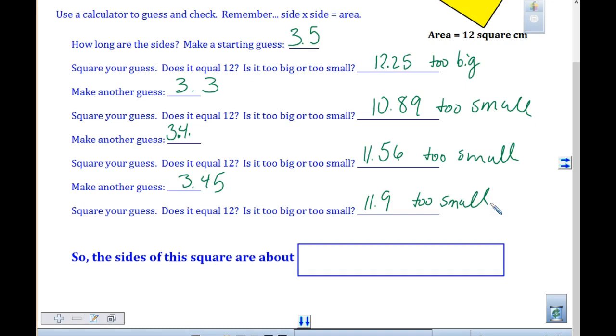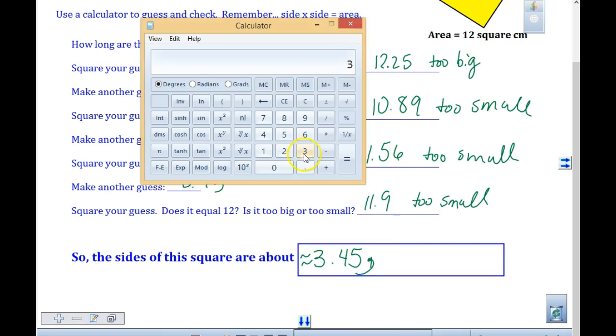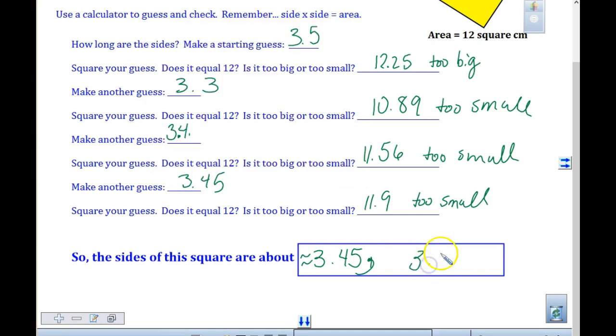I want you on your calculator. So it says the sides of the square are about, what can we say, 3.45. And when you put it in, what did you get, Daniel? What was the number you got? 3 point what? 3.465. If we square it, really close. 3.46. Okay, really close, right?